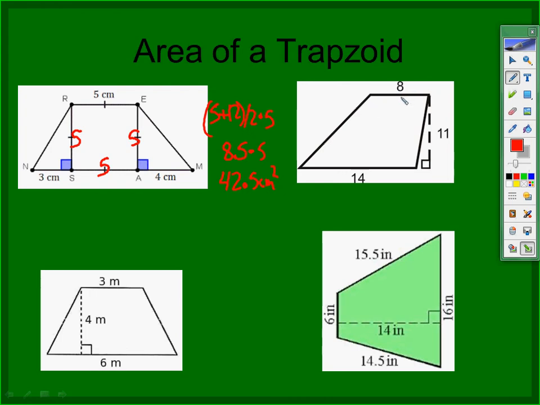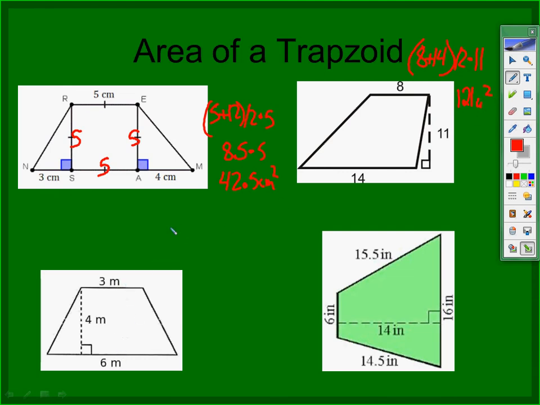This trapezoid, I actually have an altitude because my height falls outside of the shape, but you can see the side with length 8 and the side with length 14 are parallel to each other. So 8 plus 14 is 22. Divided by 2 would be 11. And then I multiply it by the height or altitude. 11 times 11 is 121 units squared.